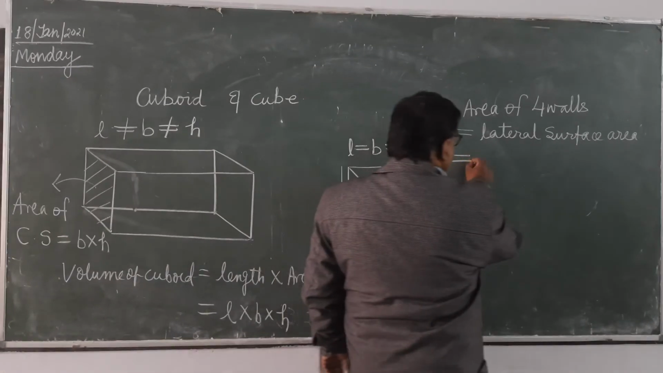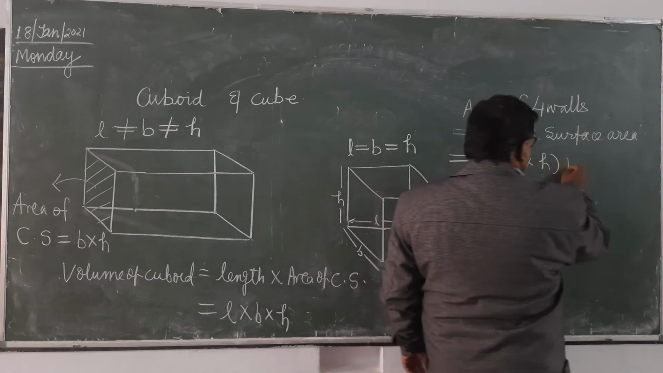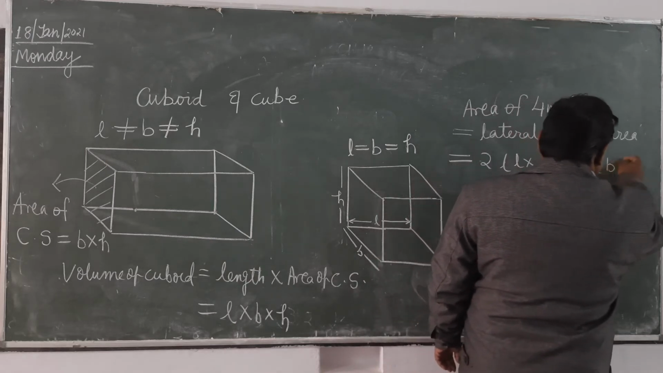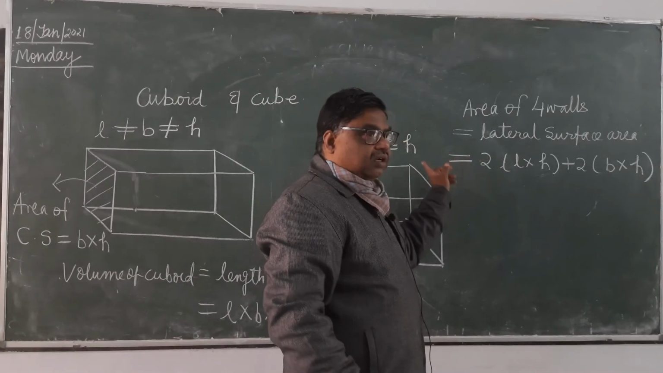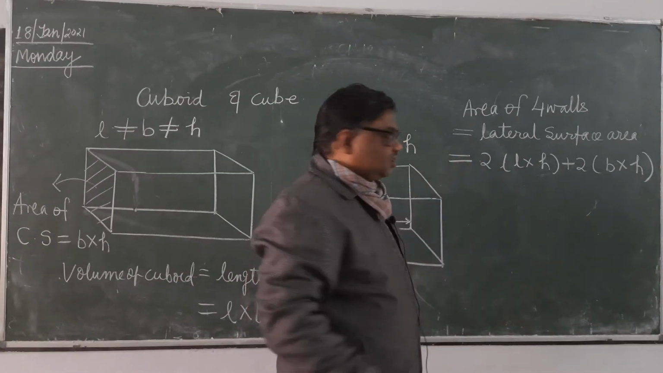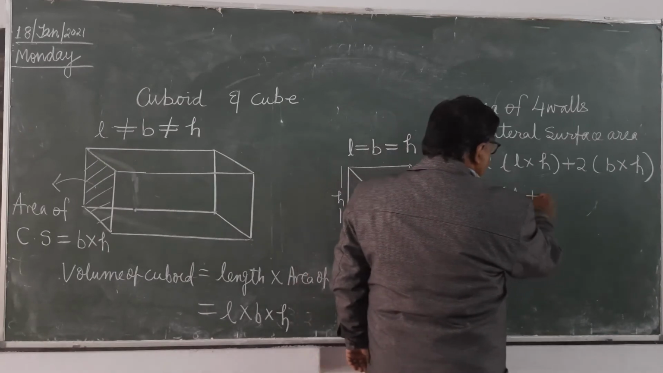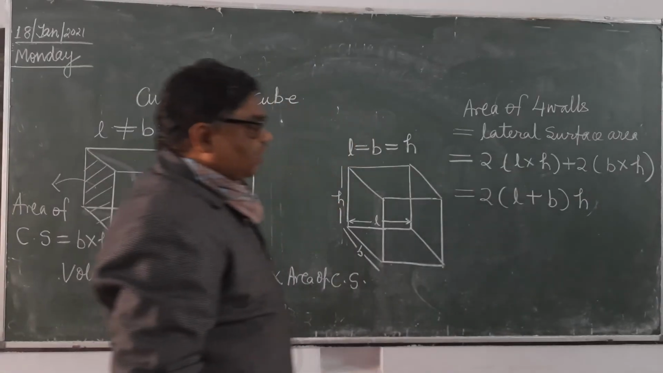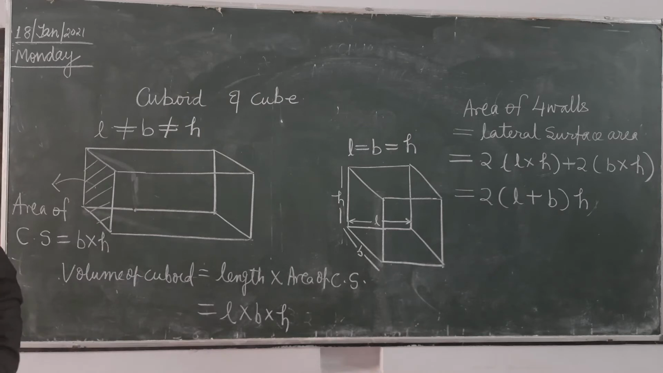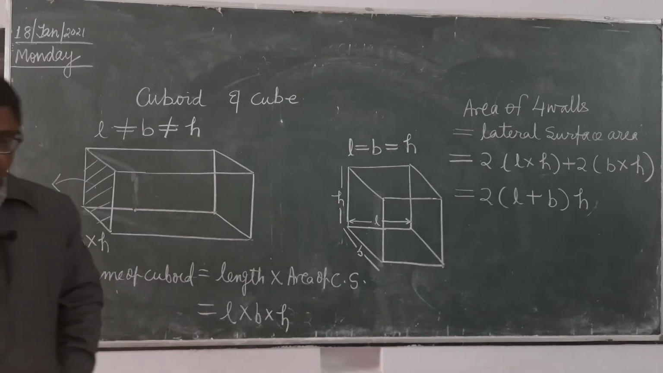So it will be 2 times L into H plus 2 times B into H. Now you take out 2 common and H common. 2 you take out common on the left side and H you take out common on the right side. So it is 2 within bracket L plus B into H. It is the area of 4 walls. It is clear. Now see here.